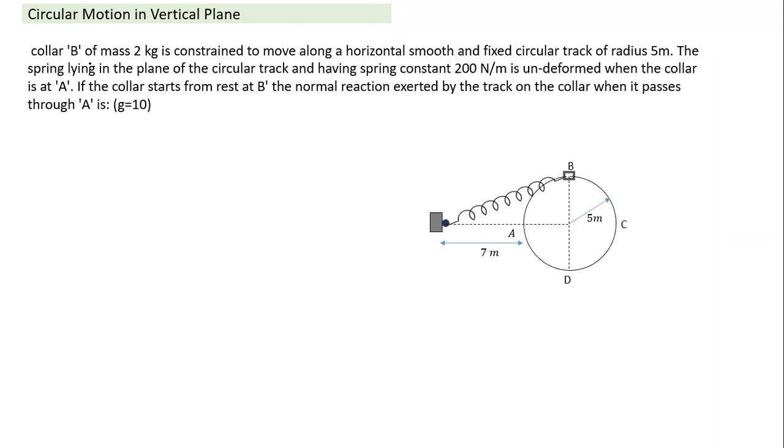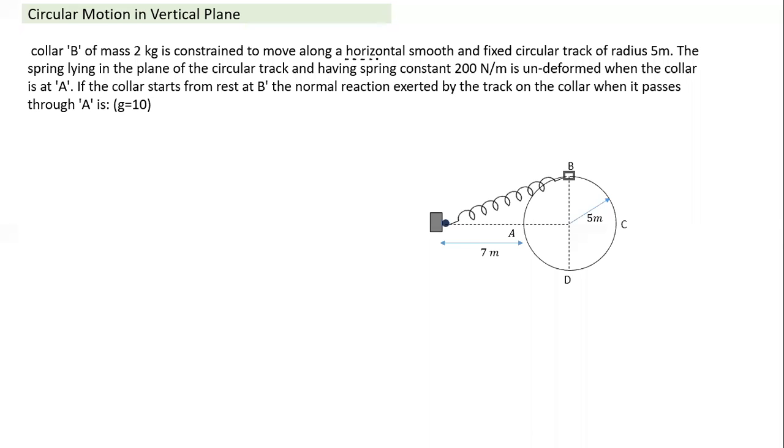Look at this question. A collar B of mass 2 kg. So this is a collar here. A collar is a ring which can slide freely on a circular ring. So that's called a collar kind of thing. It could be a bead also. Of 2 kg, constrained to move along a horizontal, smooth, fixed circular track. Pay attention to the fact it is a horizontal plane.